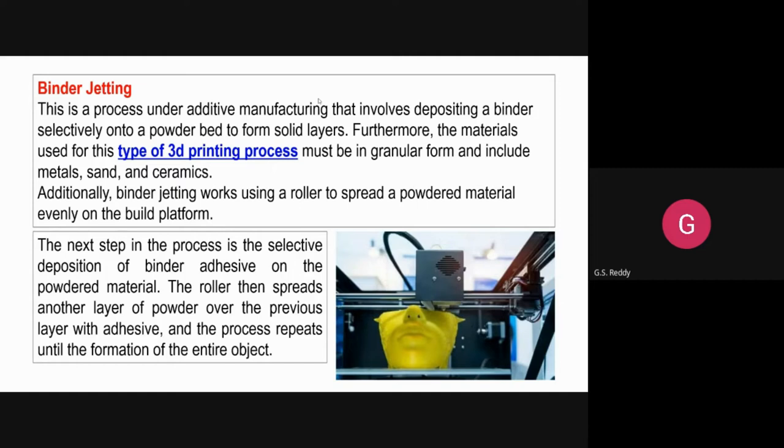The next step in the process is the selective deposition of the binder adhesive on the powdered material. Then the roller spreads another layer of powder over the previous layer with adhesive, and the process repeats until the entire object is produced.